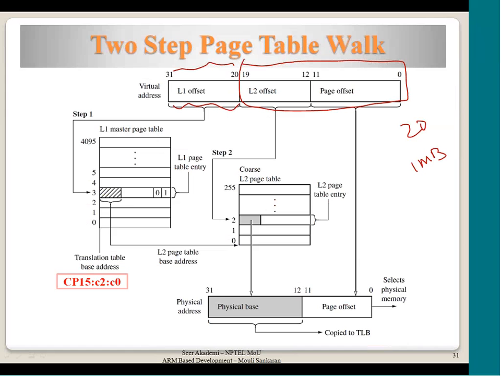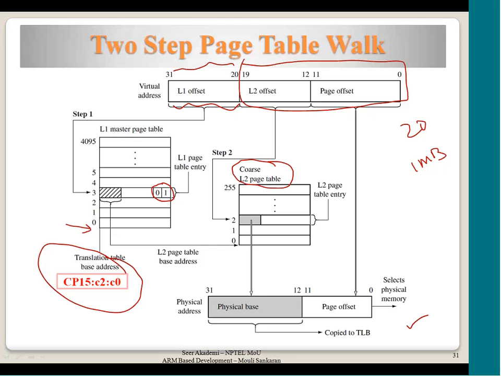So, whatever is below that offset, using this register, we access the table and then check that 1 MB of space, whether it is pointing to a physical location or it may point to an L2 page table. Based on this entry, we know that it is an L2 page table, and of what size?